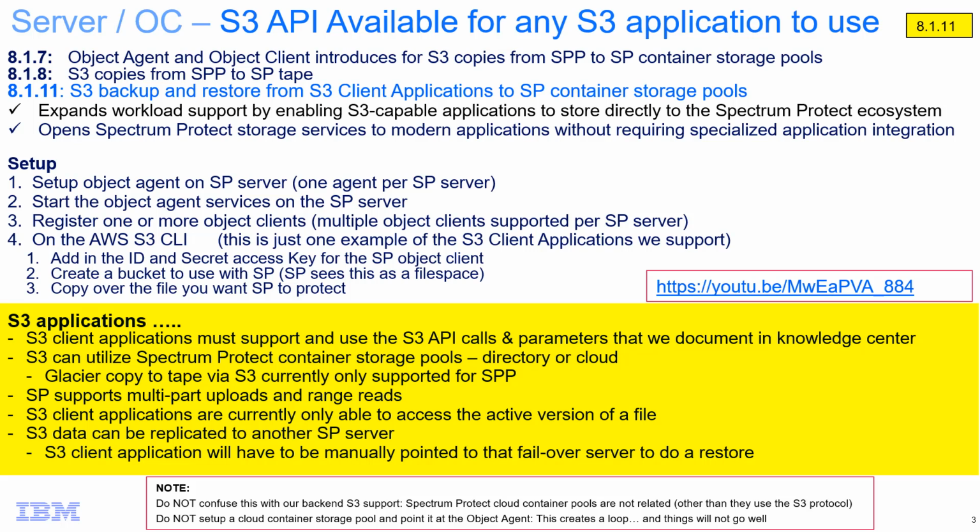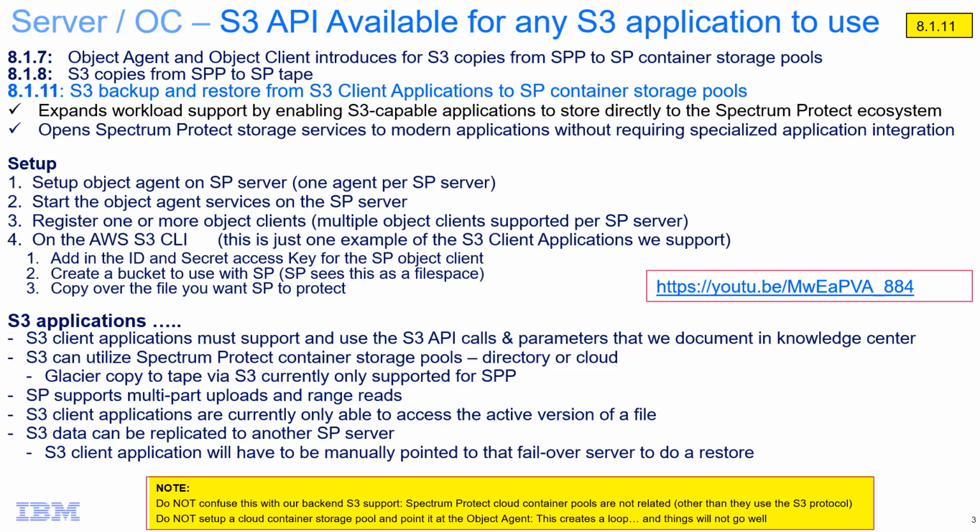Spectrum Protect supports multi-part uploads and range reads, and S3 client applications are currently only able to access the active version of a file. The S3 data can be replicated to another Spectrum Protect server, but in that case you would have to do a manual changeover for your S3 client to the next one if there was a failure. It doesn't do an auto failover.